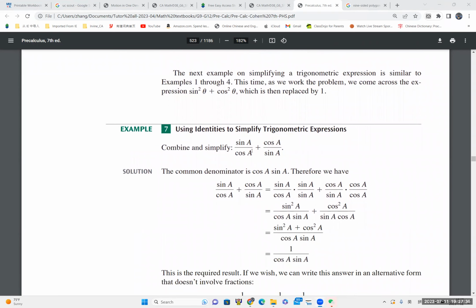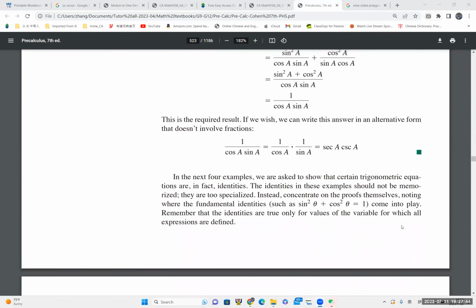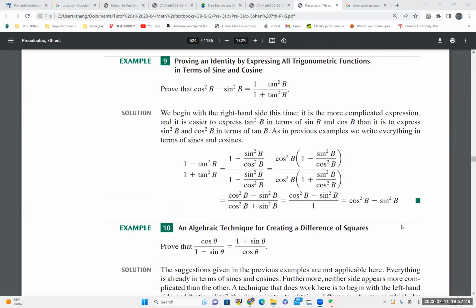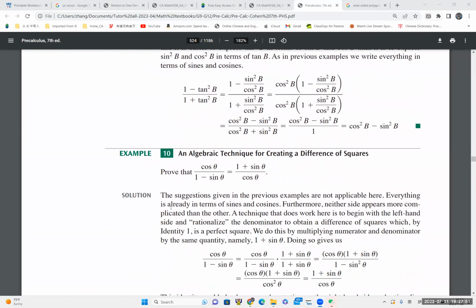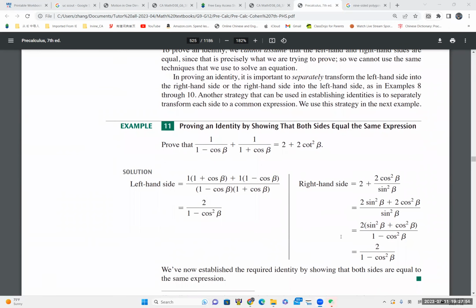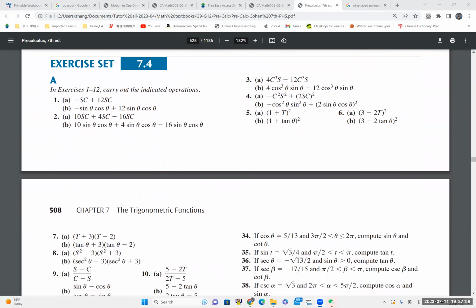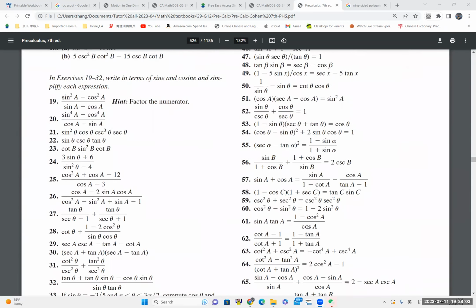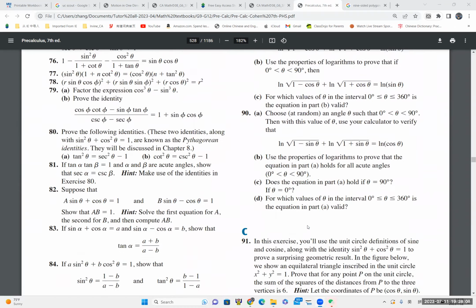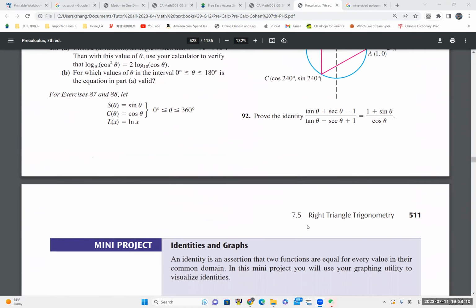Use identity to simplify. Anyway, simplify. Or prove. Yeah, let's do some exercise ourselves. This time we get part C.